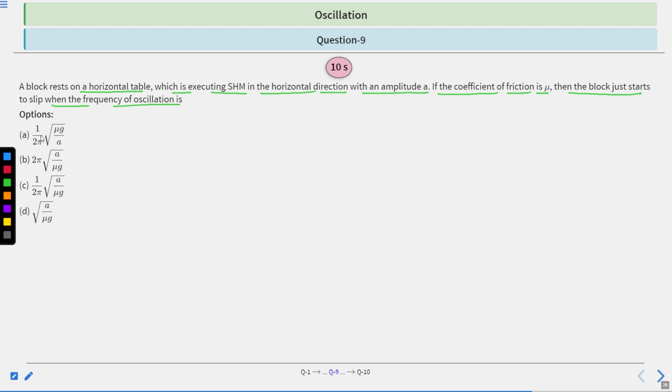Option A is 1 divided by 2 pi multiplied by under root mu g divided by A. Option B is 2 pi under root A divided by mu g. Option C is 1 upon 2 pi multiplied by under root A divided by mu g. And option D is under root A divided by mu g. So which option is correct? You have 10 seconds to solve this question. After 10 seconds, we will provide the solution.